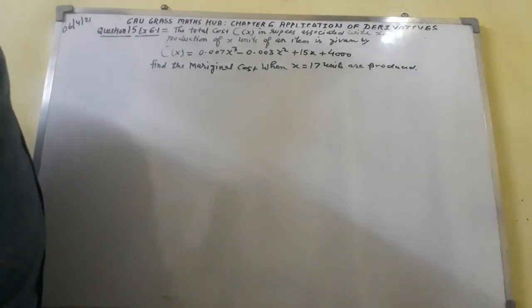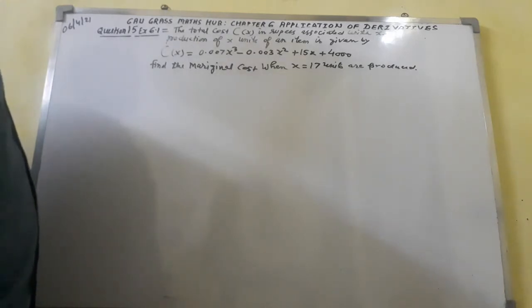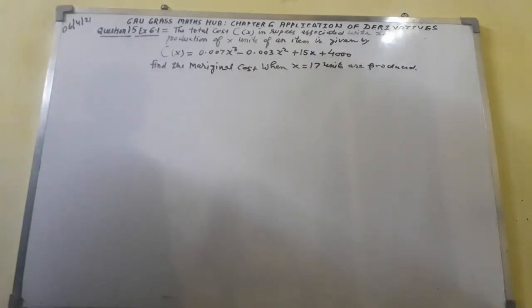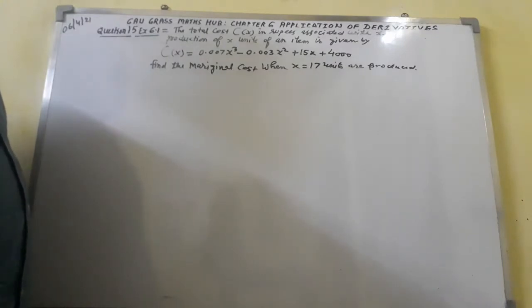I shall explain question number 15 that has been taken from exercise 6.1, chapter 6, application of derivative. The question is: the total cost C(x) in rupees associated with the production of x units of an item is given by C(x) equal to 0.007x cube minus 0.003x square plus 15x plus 4000. Find the marginal cost when x equal to 17 units are produced.